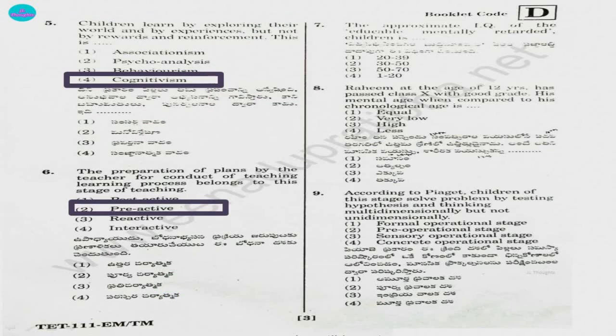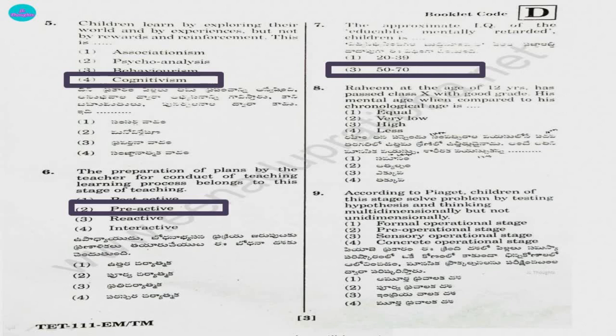Next, question number 7. The approximate IQ of educable mentally retarded children is: option 1, 20 to 39, 2, 30 to 50, 3, 50 to 70, 4, 1 to 20. The answer is option 3, 50 to 70.